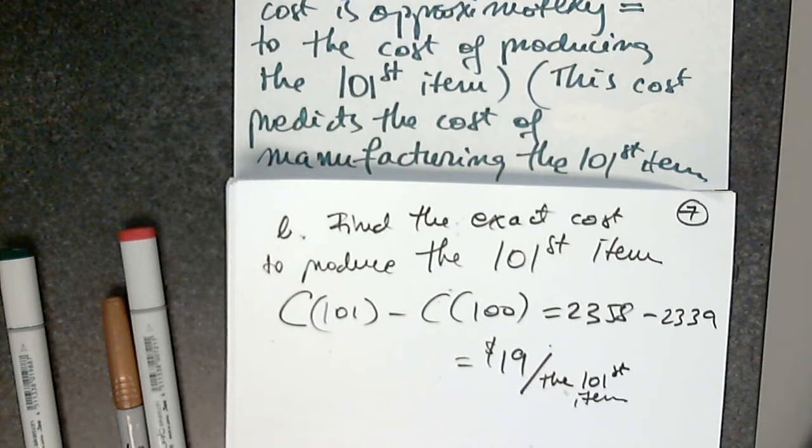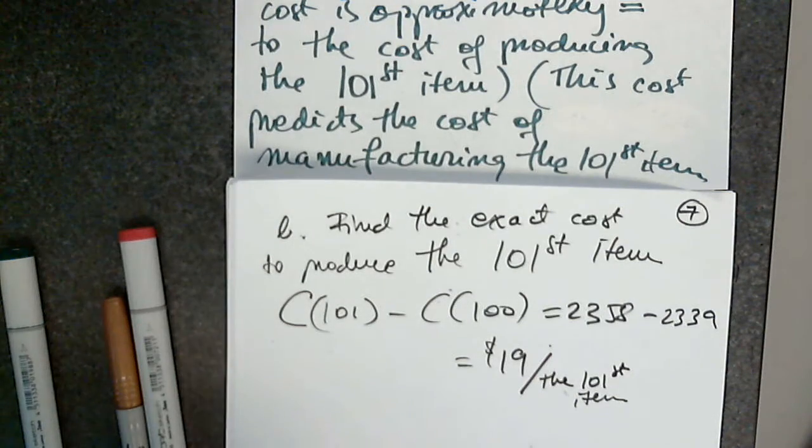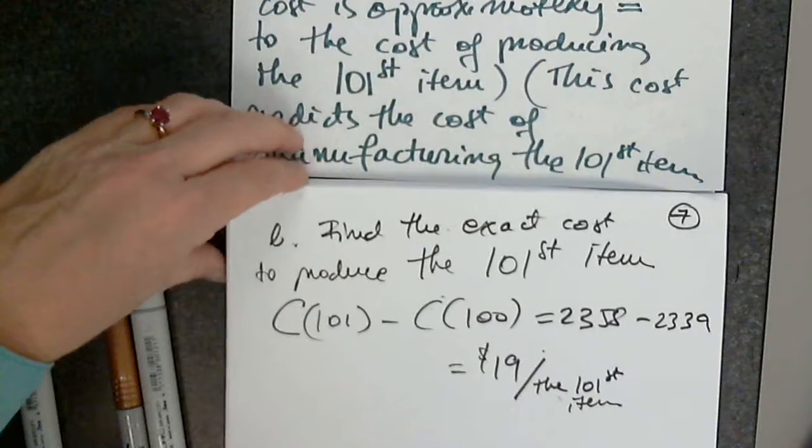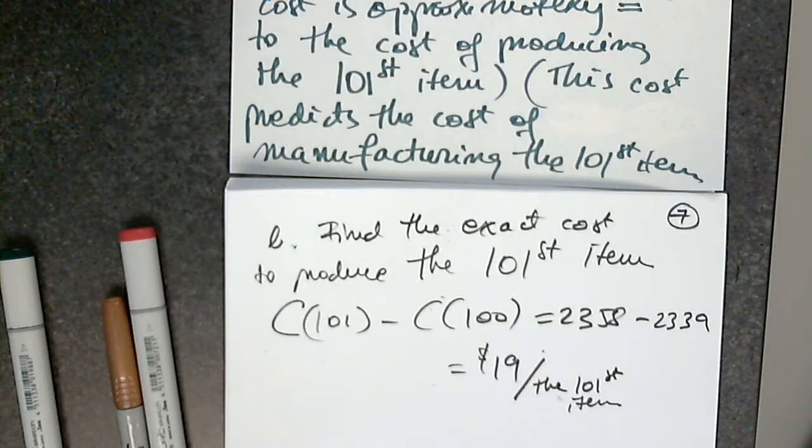So essentially, we would take the derivative of the cost, and then plug in 100 in the derivative, and that will predict how much it will cost to make the 101st item. Exactly. So this particular example shows us which of the two methods is easier: find the derivative and plug it in, or plug 101 into the cost function, plug 100 into the cost function, and then subtract.